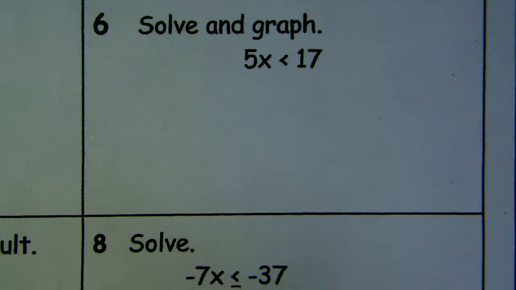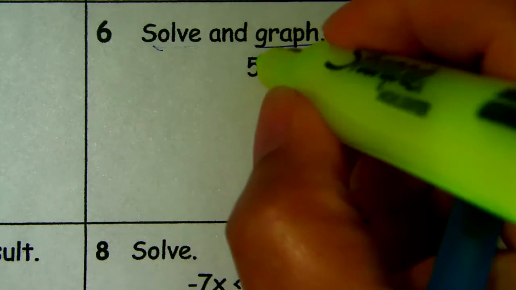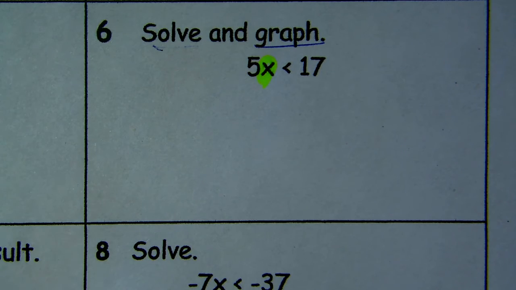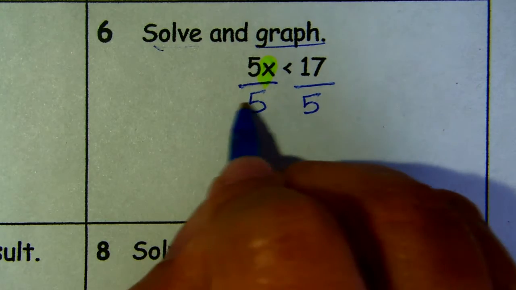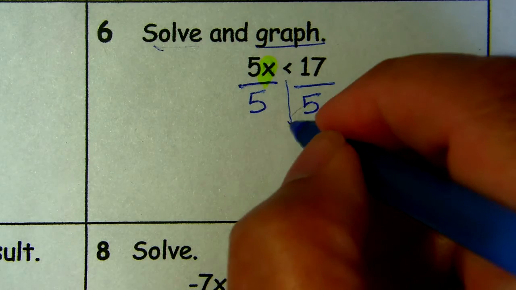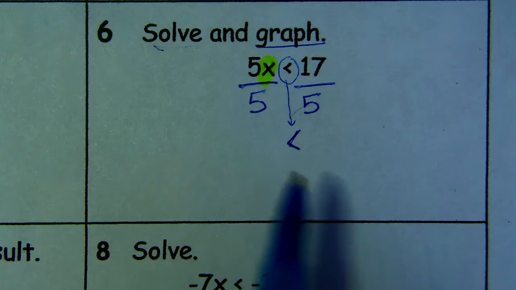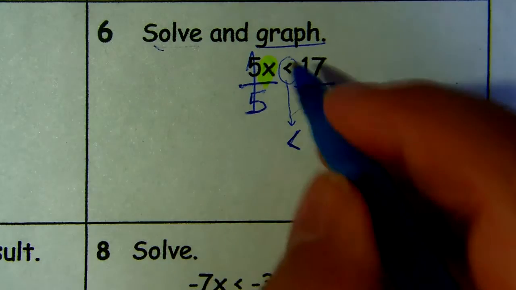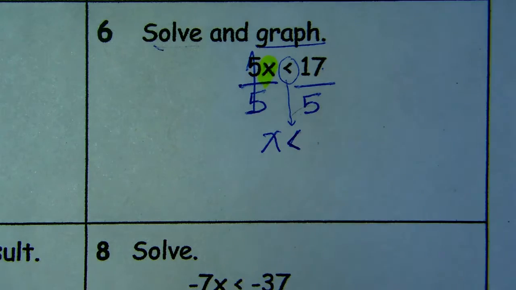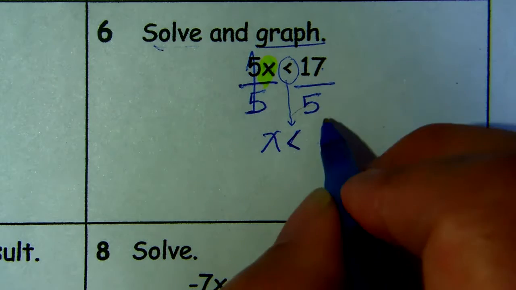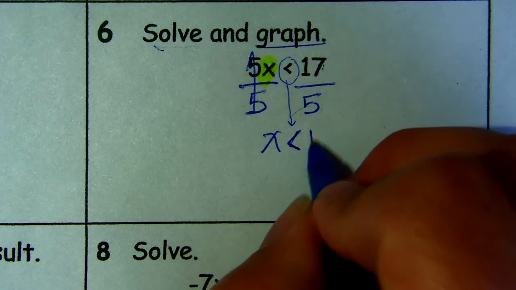Ready for number 6? Solve and graph. I want to solve for x. The 5 is in the way. How do we get rid of it? Divide by 5, by 5. Equalize? No. So we're going to bring this guy exactly the way it is. No flipping. So 5 divided by 5 gives you 1, and you have x less than 17 over 5. If we put this in any calculator, it's going to give you the same fraction because 17 cannot be divided by 5. These two numbers do not have a common factor, so we're going to leave it like that.